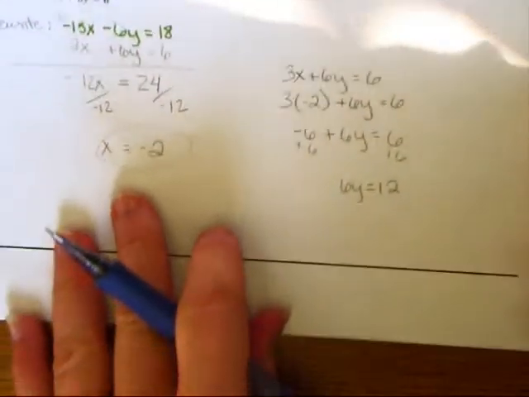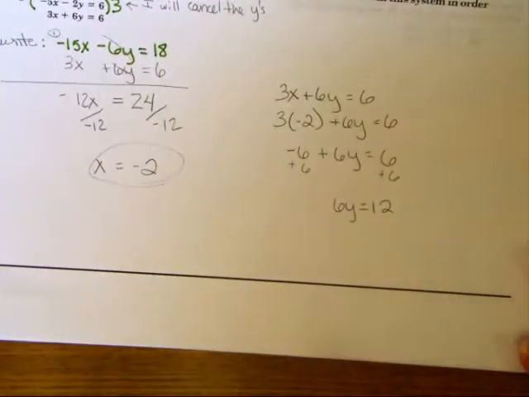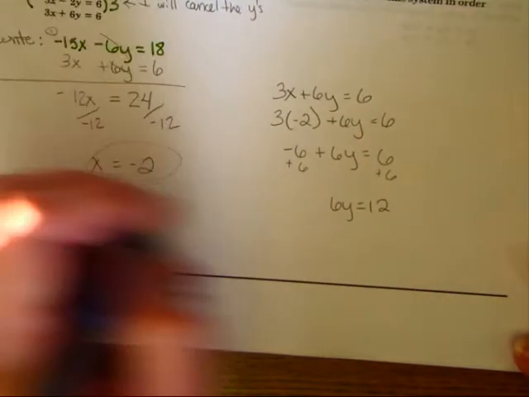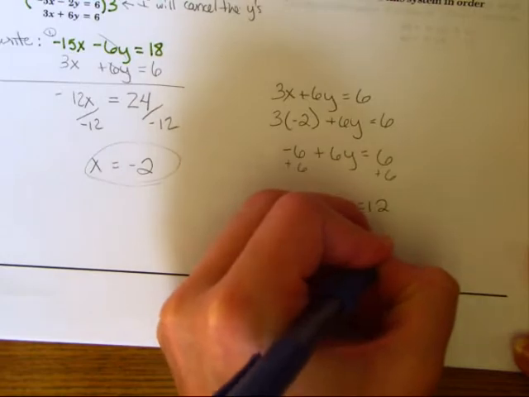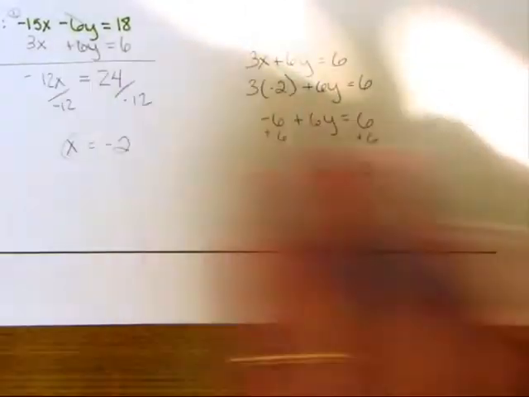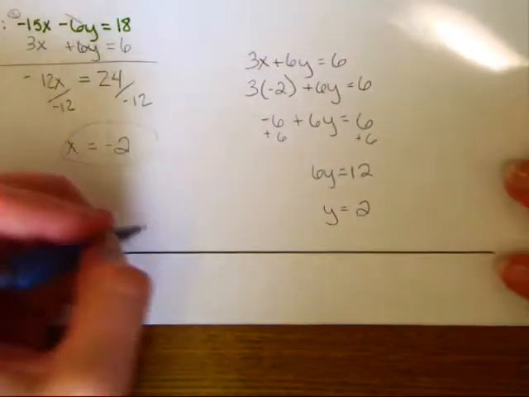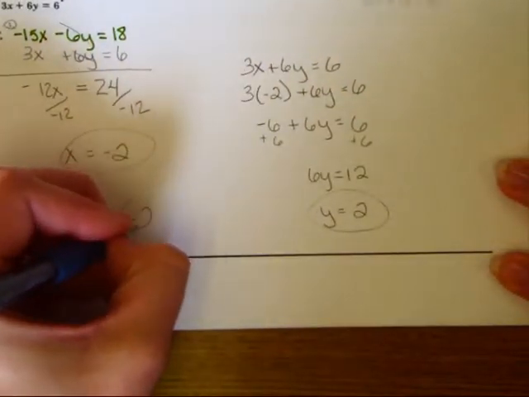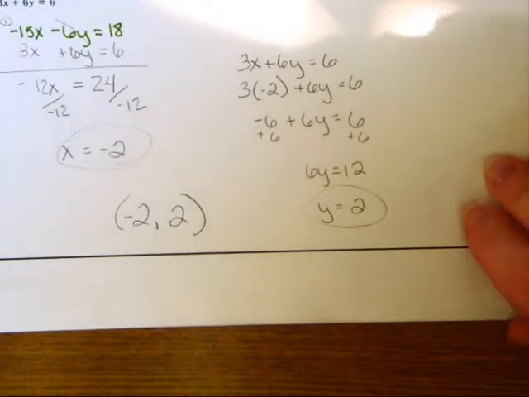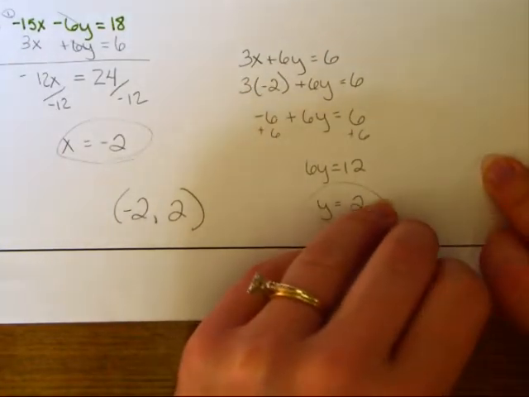I hope you guys are trying to do the math in your head. You guys do need to work on your positives and negatives and adding and subtracting. Divide by 6, y is 2. Write your answer as an ordered pair, and you're good to go. Negative 2, 2. If you want to check it, plug both of those answers into both of the equations.